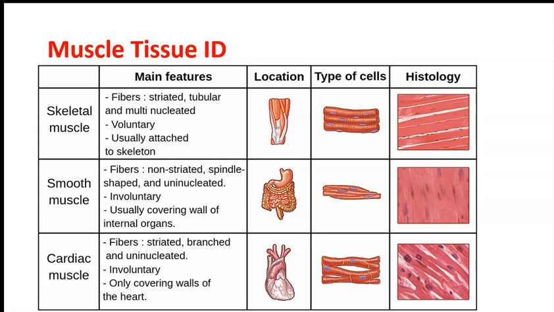They're under voluntary control, meaning you can consciously control these actions or activities of these muscles, and they're usually found attached to bones. Smooth muscles are non-striated. They have one nucleus per fiber. They are under involuntary control and are usually found covering the walls of your internal organs and blood vessels. And then cardiac muscle is only going to be found in the heart. It is also striated, one nucleus per muscle fiber, and under involuntary control.